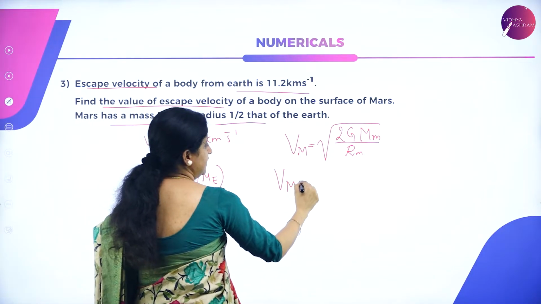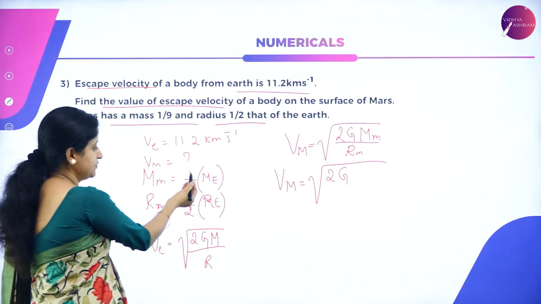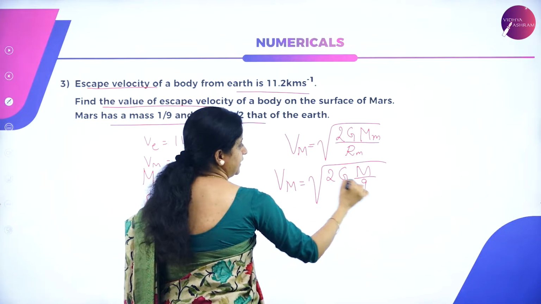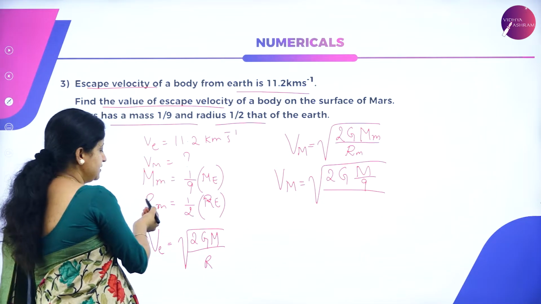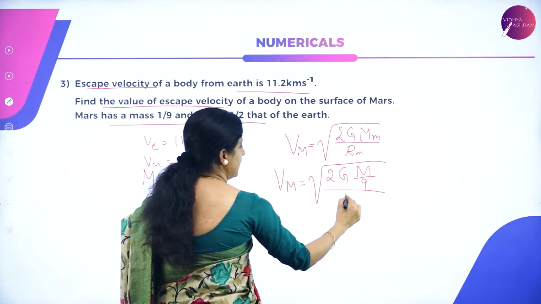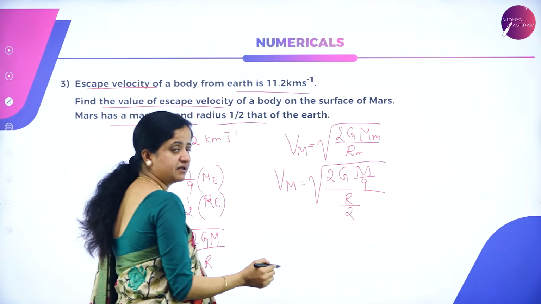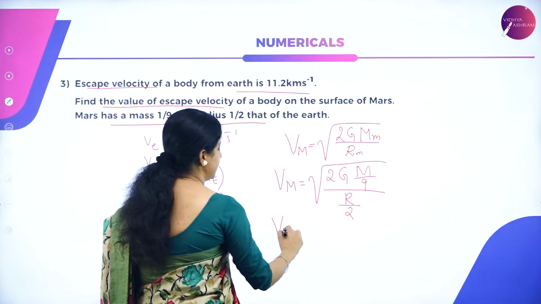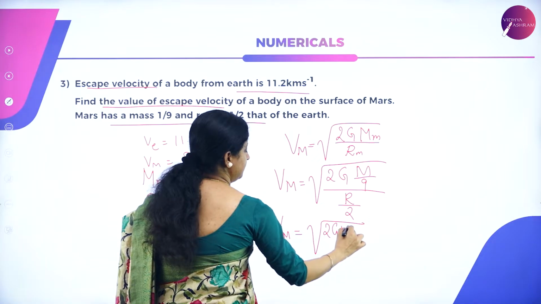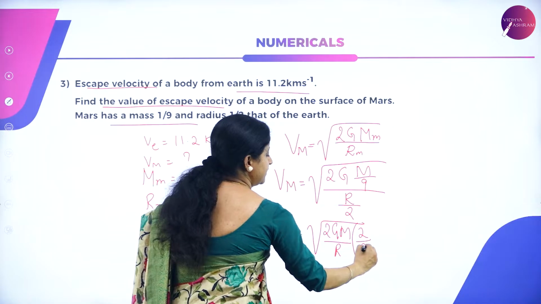We will get velocity on Mars as square root of 2G. Mass of Mars is 1/9 times the mass of Earth, so I can write it as M divided by 9, divided by radius of Mars, which is 1/2 times the radius of Earth, so I can write it as R divided by 2. R is nothing but the radius of Earth, M is nothing but the mass of the Earth. So I can write VM is equal to square root of 2GM divided by R, and if we take the reciprocal we will get 2 divided by 9.